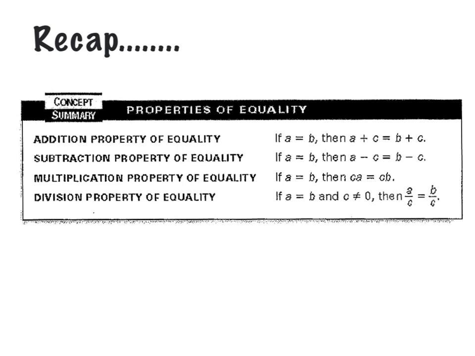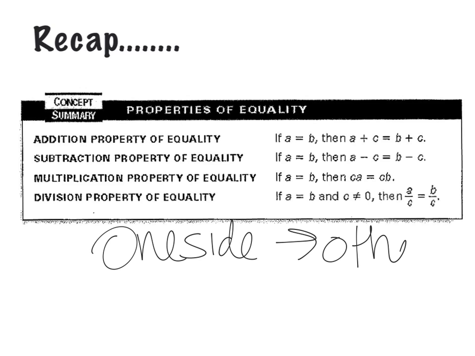All right, a little recap. That's the chart that you have down below. The properties of equality mean whatever you do to one side, you do to the other side. If I'm going to add 5 to the left side, I'm going to add 5 to the right. If I'm going to divide 17 on the right side, I'm going to divide 17 on the left side. Whatever you do to one side, you do to the other. Equality, equal sign. One side, the other side. It needs to be equal. No matter what you do to one, you do to the other.